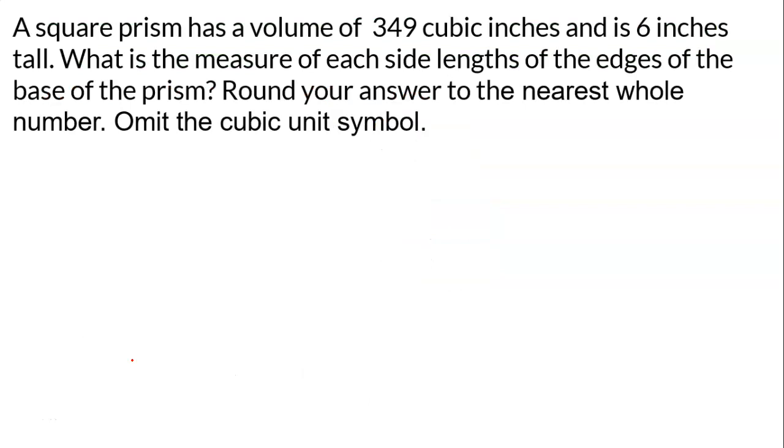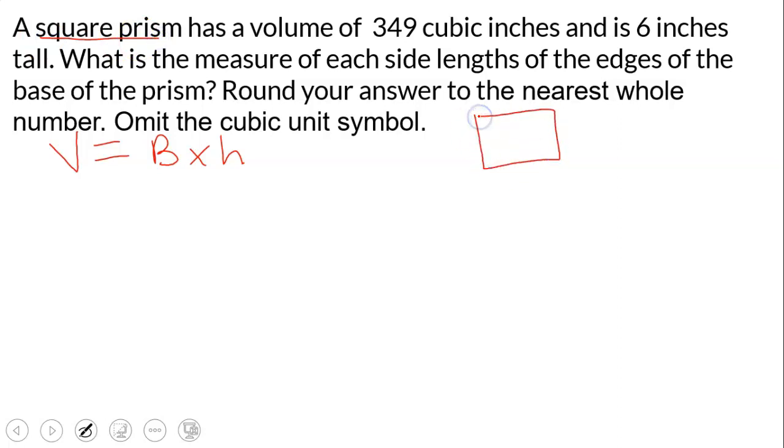Let's do a problem. A square prism, but this is a prism. So if it's a prism, we know the volume is going to be the area of the base times the height. Since it's a square prism, draw the square. The base is going to be a square. That's all we care about. The base is a square, and so the area of a square, this is side, side, side, side. All four sides are going to be the same.